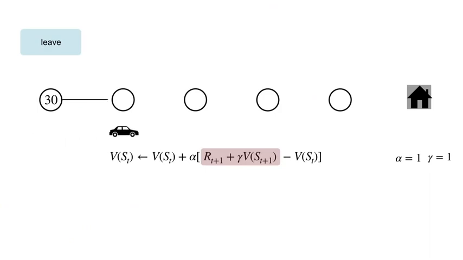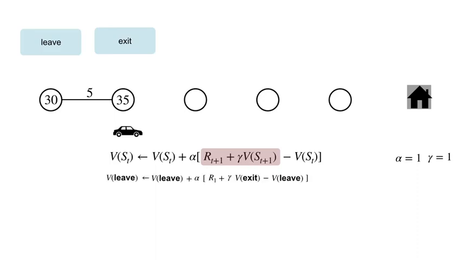From the office, it took you 5 minutes to exit the parking lot, from where you made a prediction of 35 minutes. From the exit state, you can update the estimate for office. Your current estimate from the office is 30 minutes. You get a reward of 5. The value of the next state is 35. So we update our estimate to 40 minutes.